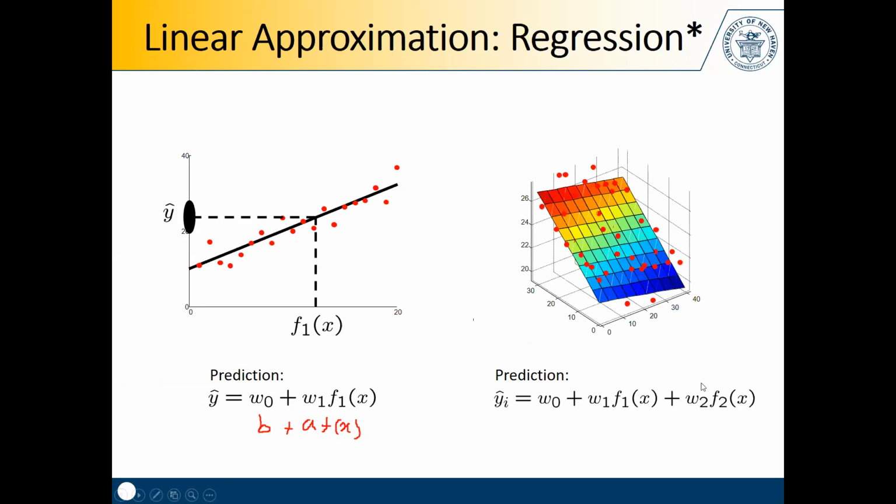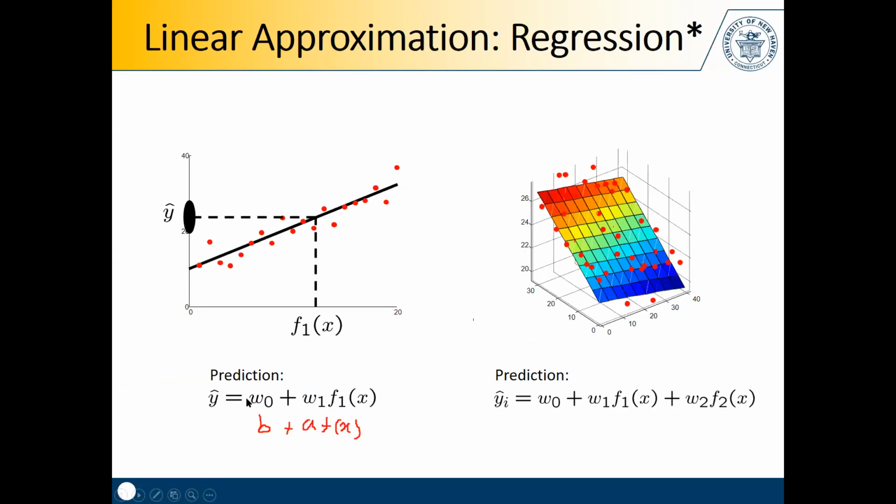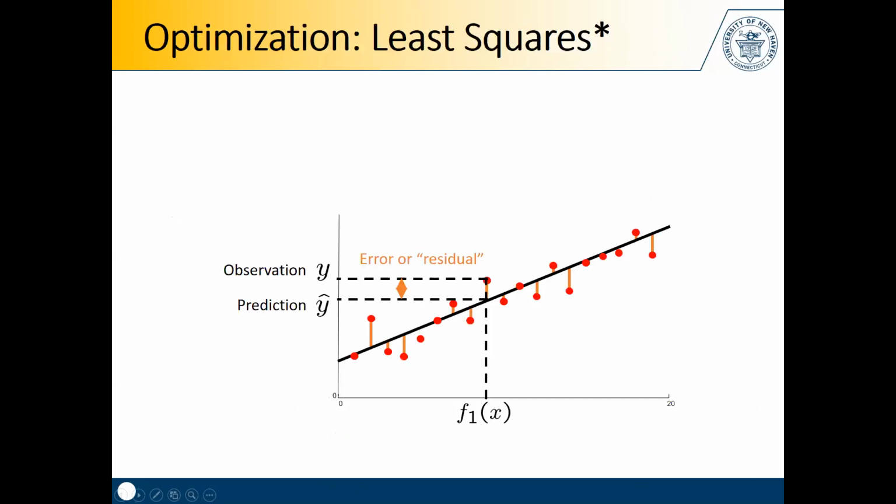An example for more than two dimensions, when you have more than one feature, is like this. This is again a linear regression because this is a linear equation. As I said, we want to come up with linear representations. By that, I mean we want to choose the values of W0 and W1, or these weights in general, such that the error between the actual observation and the prediction of our linear representation is minimized.